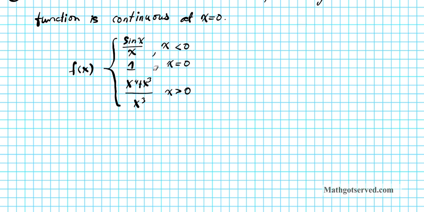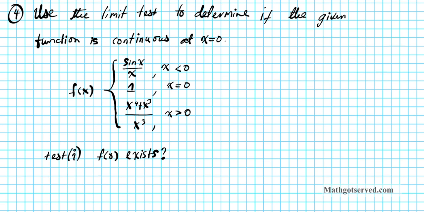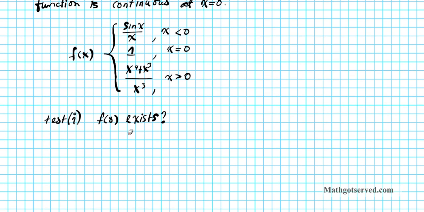All right, so let's go ahead and start testing. Okay, so let's start from test number 1. So test 1. We have to show that the function is defined at the specified x value. Okay, so we have to show that f of 0 exists, because we have to prove continuity at x equals 0. So what is f of 0 in this function? In this function, f of 0 is clearly 1. So we see that it is defined in this piecewise defined function.